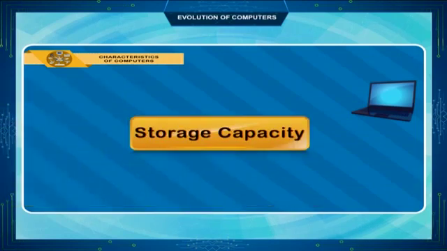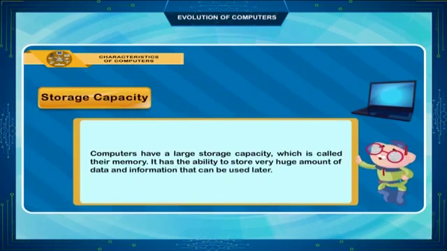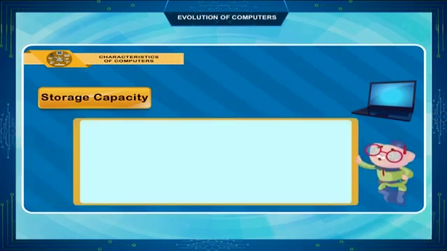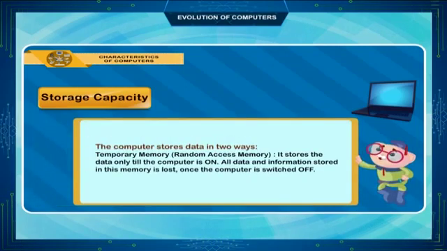Storage capacity. Computers have a large storage capacity, which is called their memory. It has the ability to store a very huge amount of data and information that can be used later. The computer stores data in two ways: temporary memory or random access memory. It stores the data only till the computer is on. All data and information stored in this memory is lost once the computer is switched off.